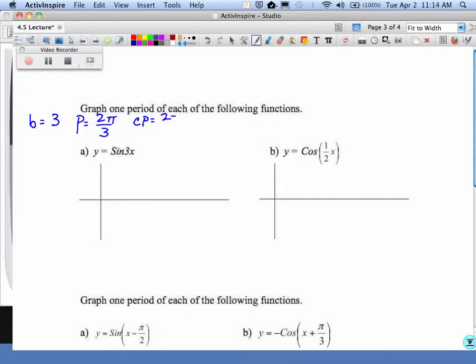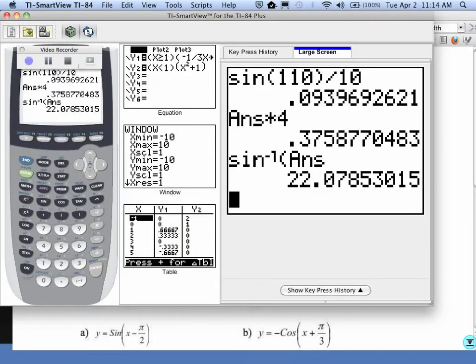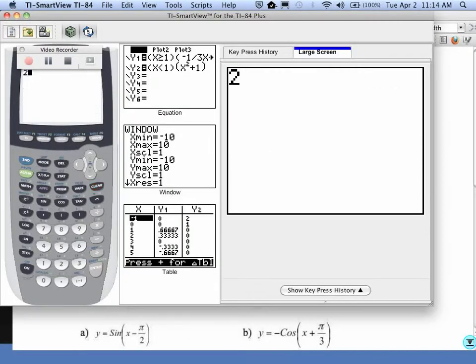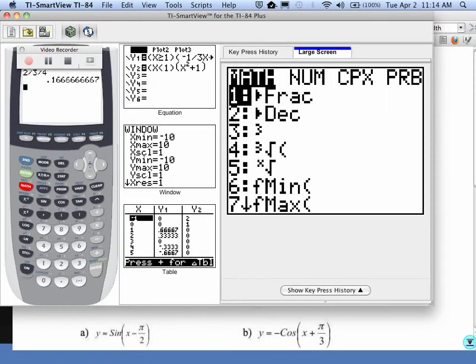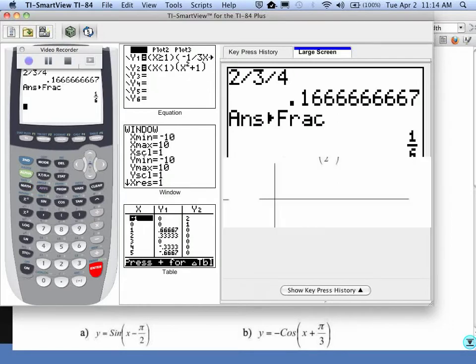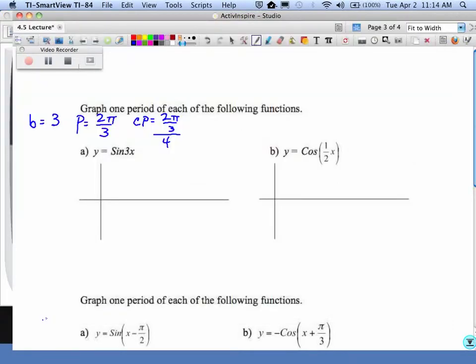Now for some of you, it might be easier if we just go 2 divided by 3 divided by 4, math, enter, enter. Or, if you're dividing by 4, you can multiply by 1/4, and you get 2 pi over 12, which reduces to pi over 6. So either way you do it, whether you do it on a calculator or mentally, you're spacing your critical points. When you see me write down CP, it's critical points, that's what I'm calculating, but it's really the space between.